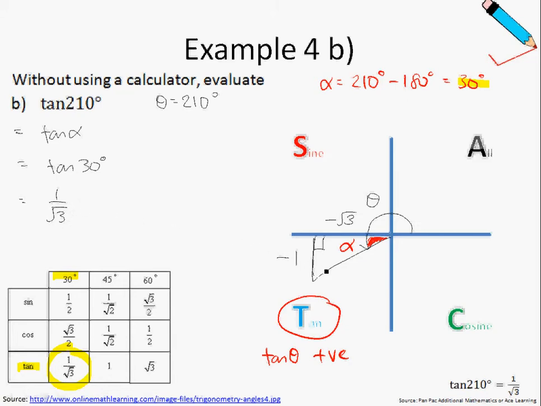For those of you who are reading off the Cartesian plane over here, let me just remind you that this is y and this is x. Then you will read off tangent 30 degrees or tangent alpha to be opposite, which is -1, over negative root 3, and you will still arrive at the same answer. So let's move on to example 4c.